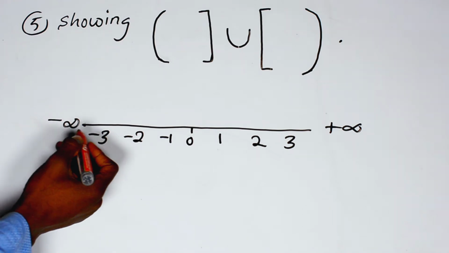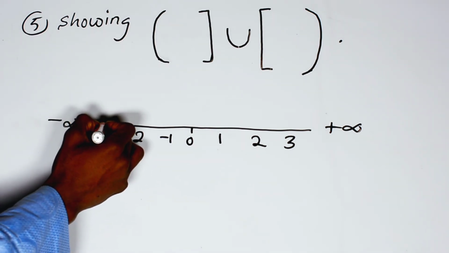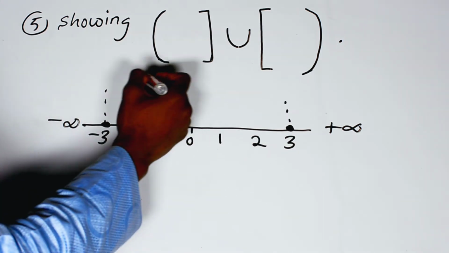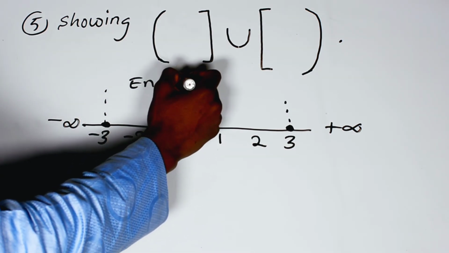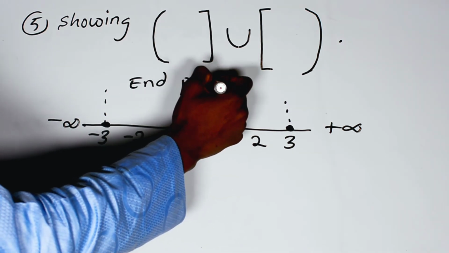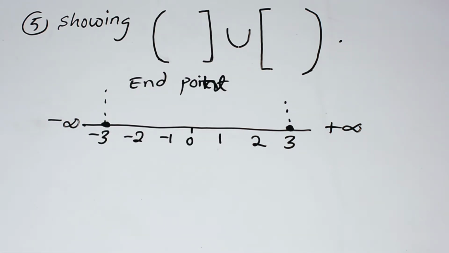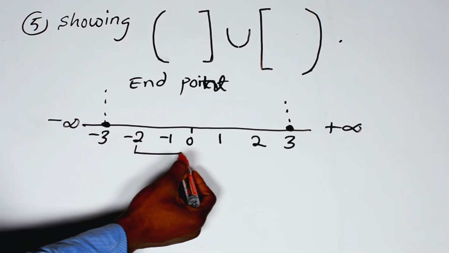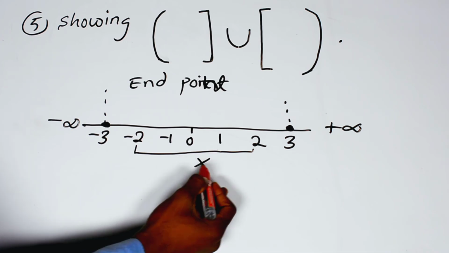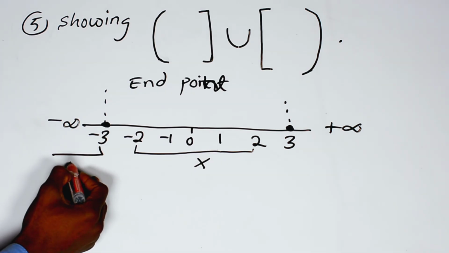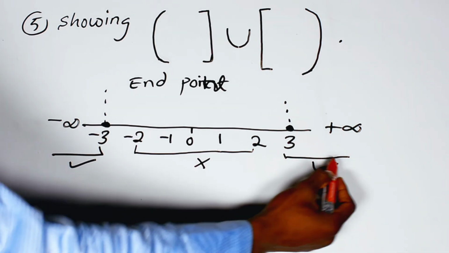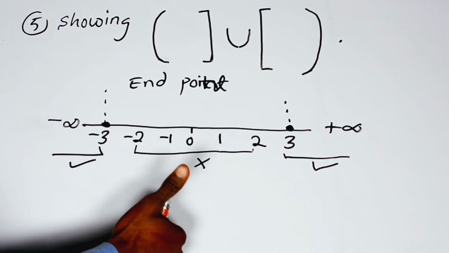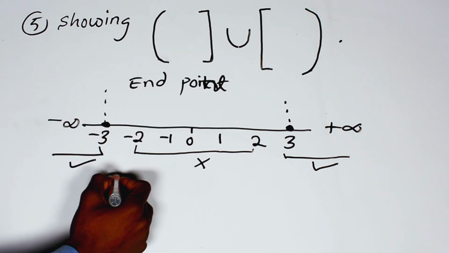Number 5, showing this from the negative side union this from the positive side. So now let's say we want to show that -3 and +3 are the end points of our domain or range. So therefore, this shows that from -2 to +2 are excluded, but from -3 to -infinity and +3 to +infinity are needed, but these are excluded. This and this included.